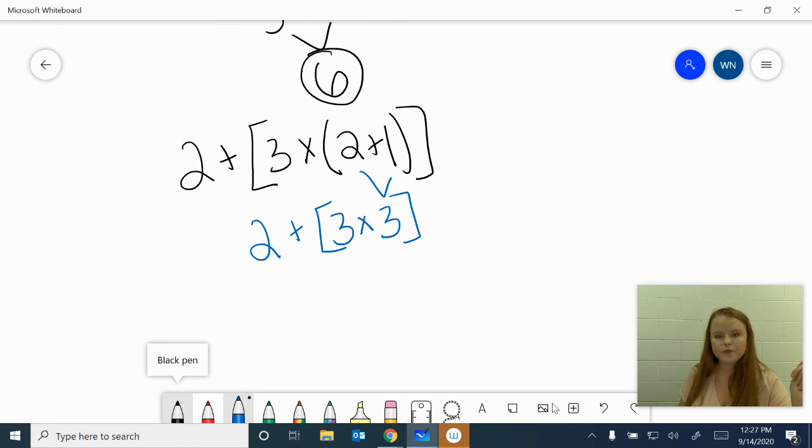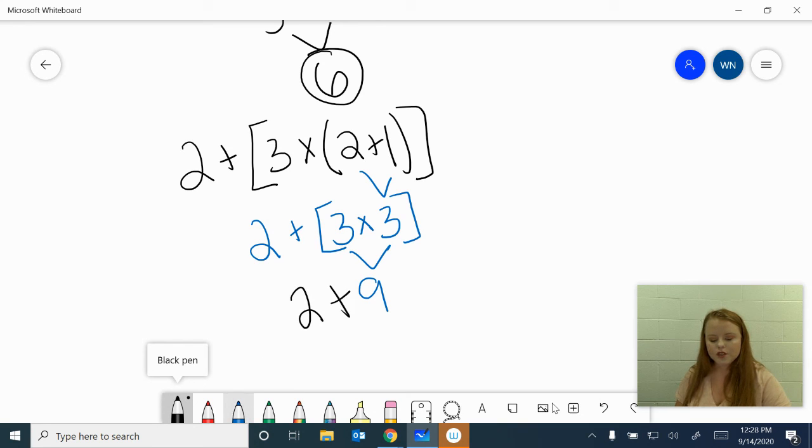Bring down your addition. Now, the special thing about these brackets is they're like parentheses. So you solve what's inside the innermost first, and then you move out. So we still got brackets there. So we're going to say 3 times 3 is 9. Bring down that 2. 2 plus 9 is 11. That's the end of your notes. Go ahead. We've got a couple problems to practice on, and I will see you in the next video.